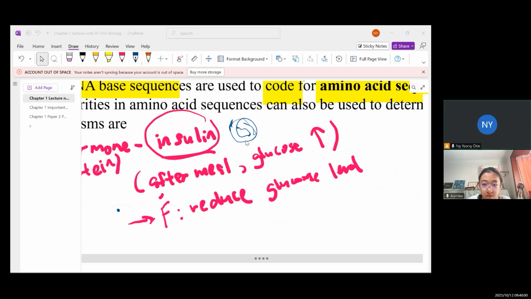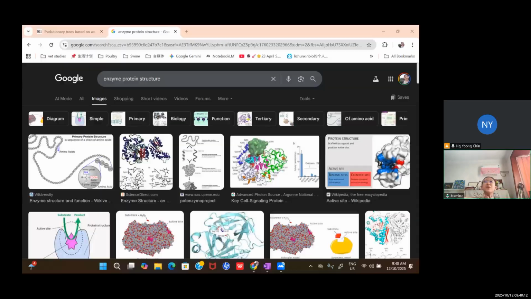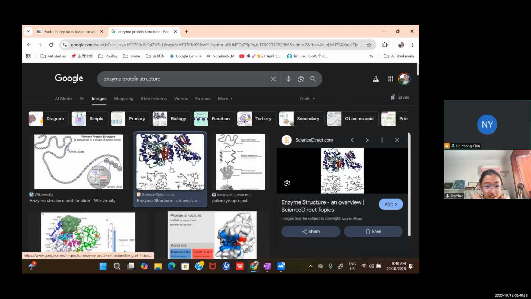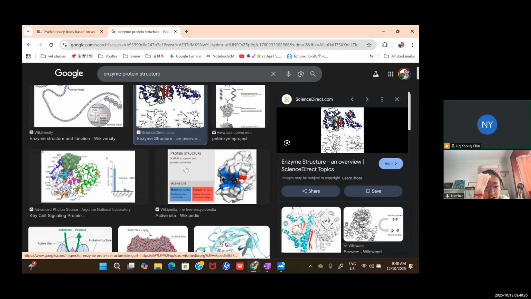Enzyme, protein structures. Have you heard about a subject known as biochemistry before? Biochemistry. 生物化学. I heard of it, but I don't actually know it. If you study vet, you will surely learn this subject. Biochemistry is just a combination of bio plus chemistry. Can you imagine? So you learn something like this.